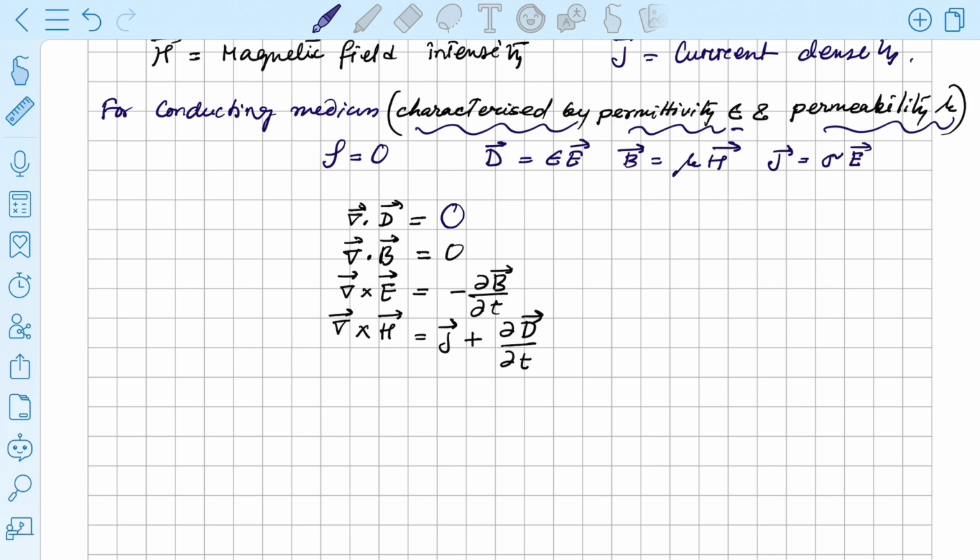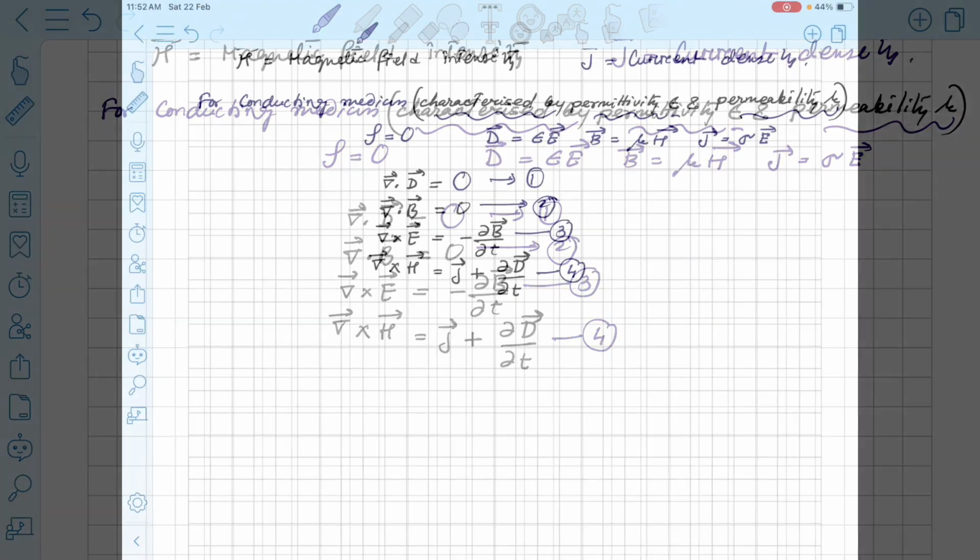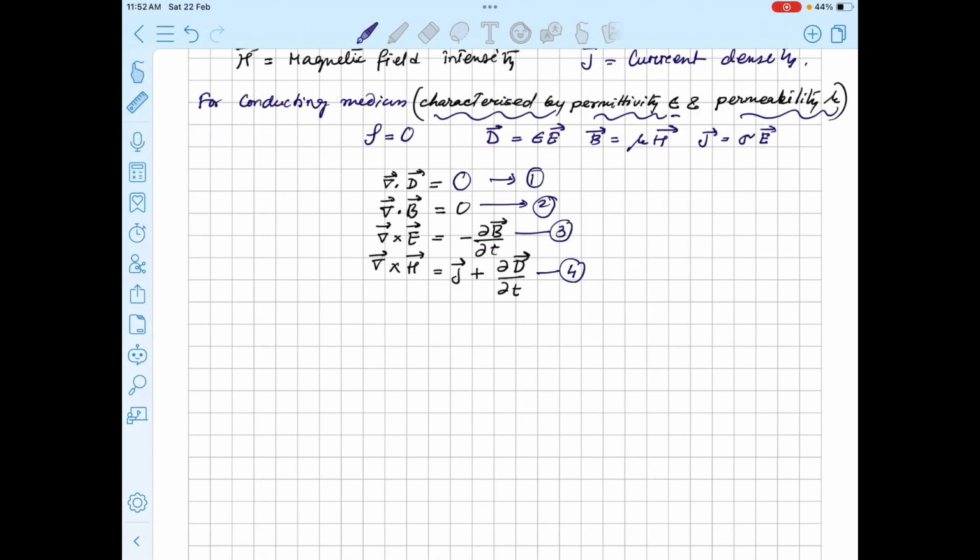Now let me give equation numbers. So this is, suppose, equation number 1, this is equation number 2, this is equation number 3, and this is 4. Here let me mention one more thing: this sigma is nothing but conductivity.